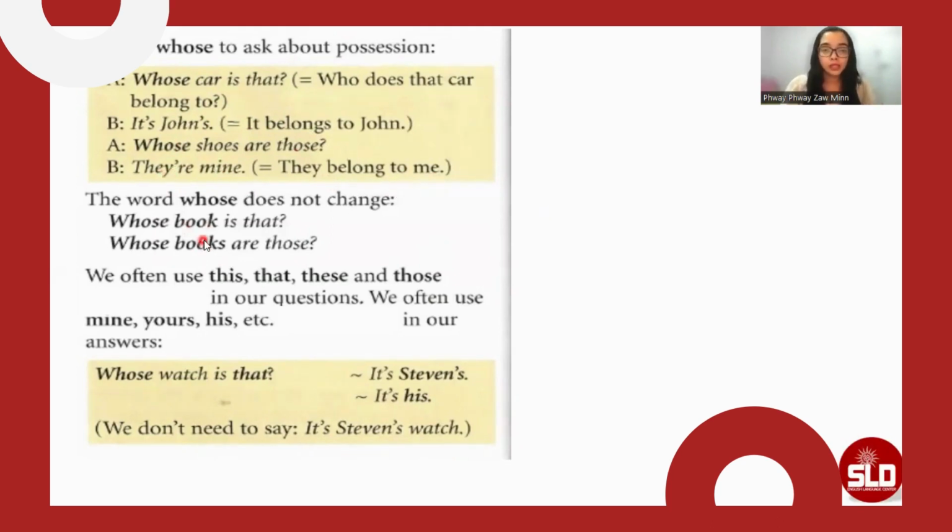For singular and plural nouns, whose doesn't change. We just use the same, W-H-O-S-E, whose. We often use this, that, these, those in our questions. And if we answer, we use mine, yours, his, etc. For example, whose watch is that? The answer is, it's Stephen's. Or we can answer, it's his. So we don't need to say, it's Stephen's watch. You just need to answer like this.